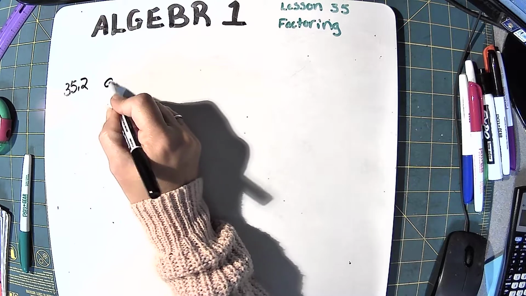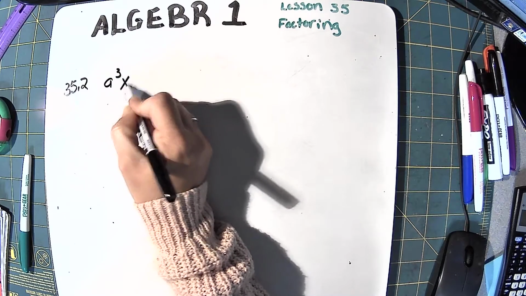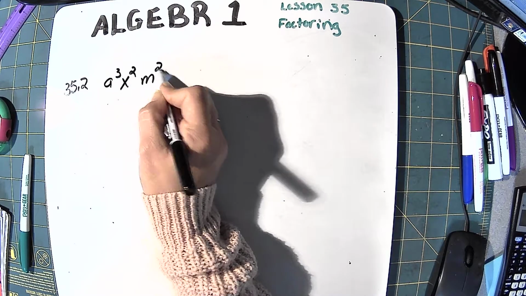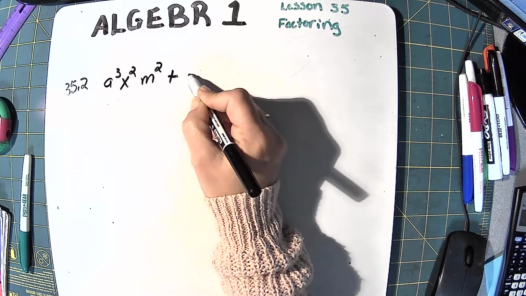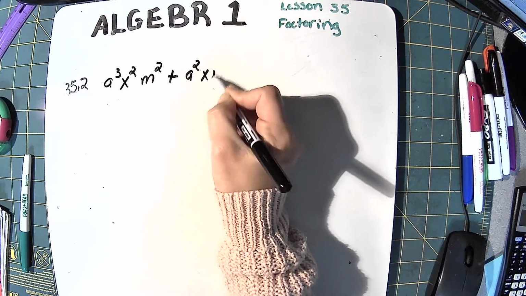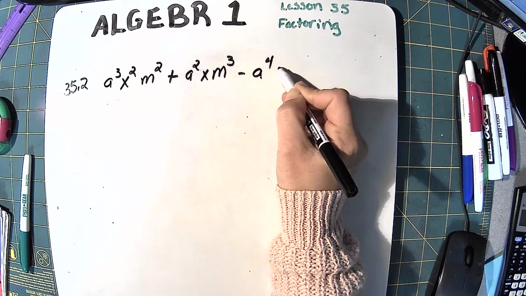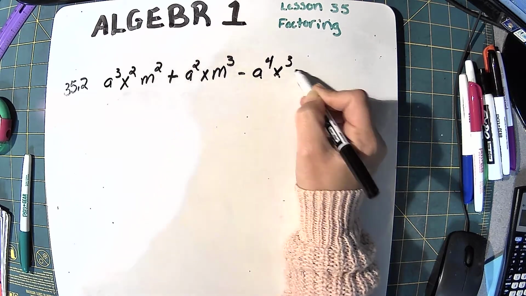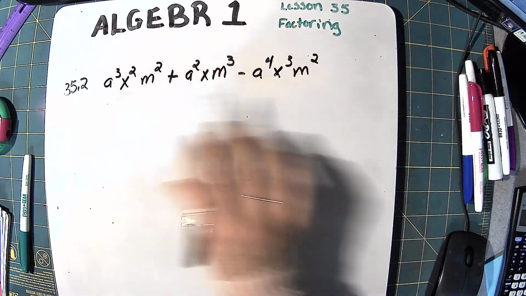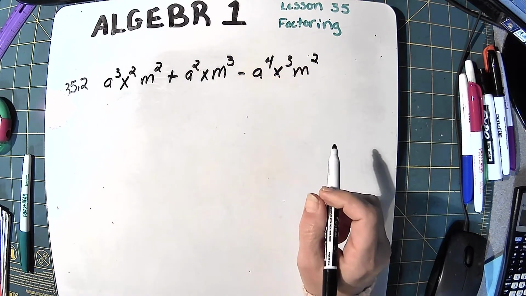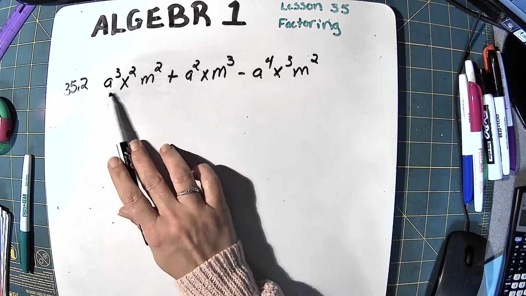Okay, this one has a to the third x squared m squared plus a squared x m to the third minus a to the fourth x to the third m squared. Okay, these don't have any numbers, so we don't have to worry about finding the greatest common factor of numbers. We're just going to look at each variable.